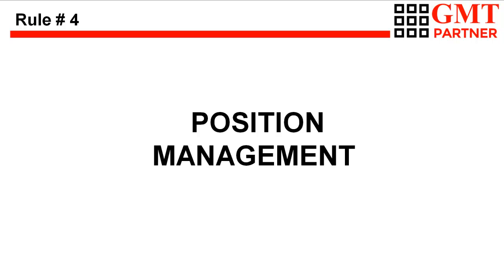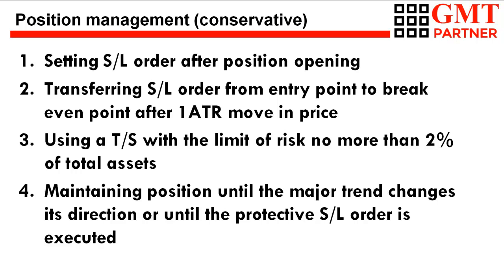As for the triple screen strategy, here, the author offers two different options for position management. The first option is a conservative one. Regardless of which option is used, according to the rules of the strategy, after opening a position, the trader must set up a protective stop-loss order. Prices should move away from the entry point more than 1 ATR, or 1 average daily price range, before the trader would be able to move his protective stop to the break-even level.